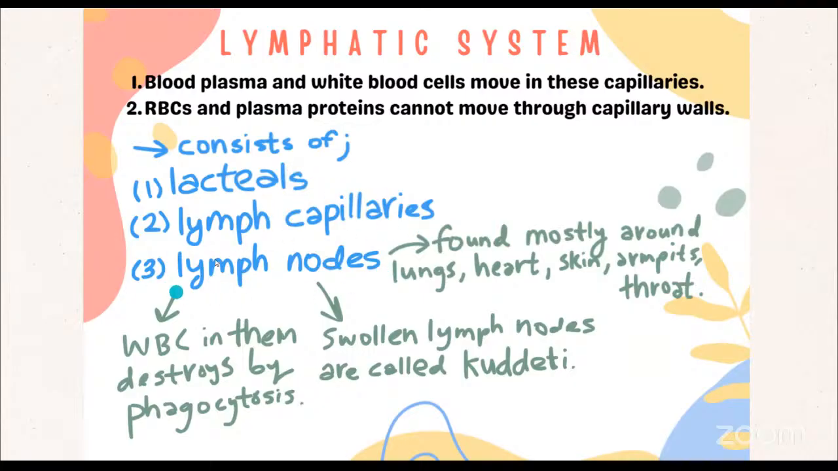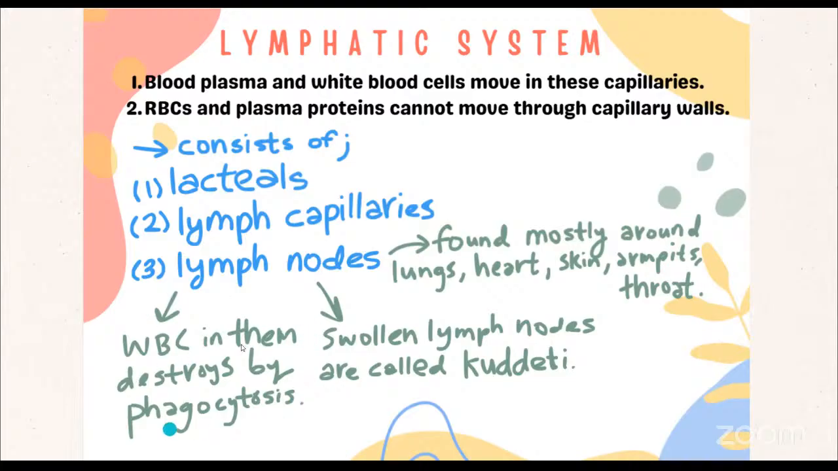So they have given us some information about lymph nodes, right? They have mentioned that the lymph nodes are going to be found mostly around the lungs, the heart, the skin, armpits, and throat areas. And when your lymph nodes swell, we call them swollen glands. Also, lymph nodes are going to be containing white blood cells. So it's mentioned here, blood plasma and white blood cells move in this capillary.